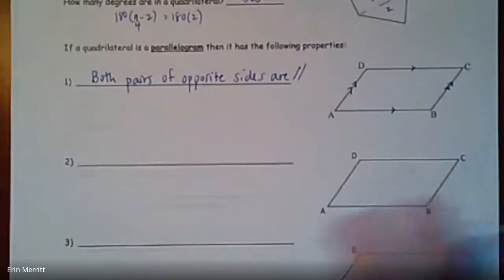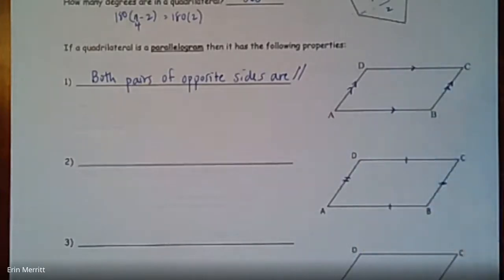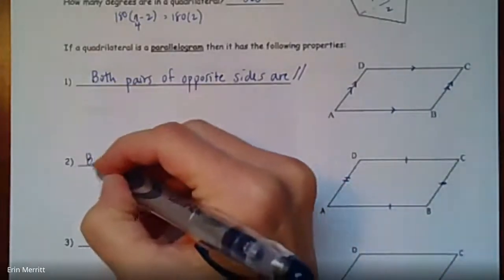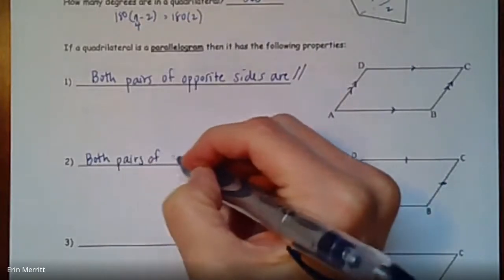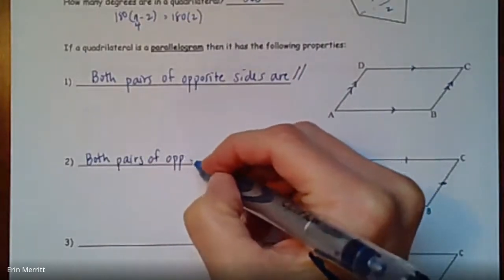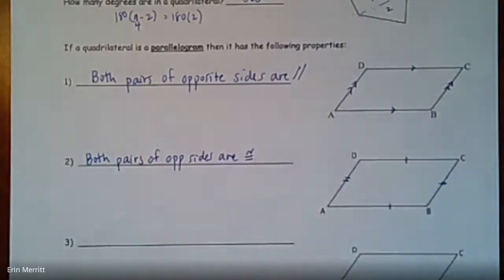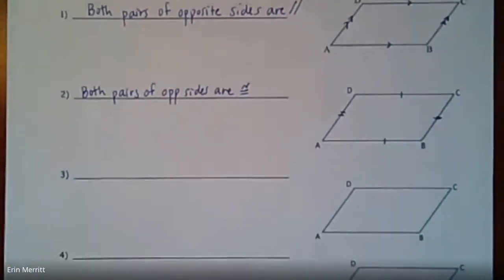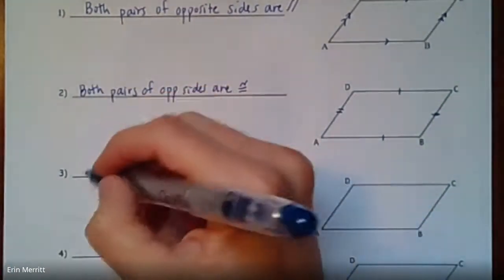All right. Other properties that you might be able to remember. Opposite sides are equal, or you can say congruent, either or. So I'm going to mark it with the little dashes this time to say that both pairs of opposite sides are congruent. Other things we should know. Both pairs of opposite angles are congruent.